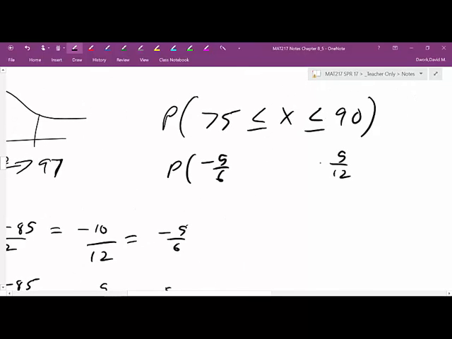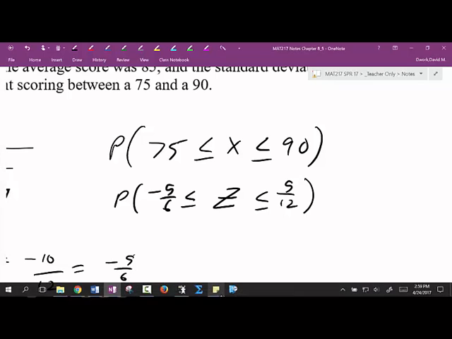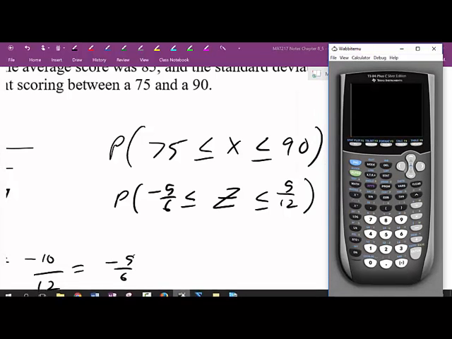There we go. Now, I can't keep an x in here because the x has the units of our test scores. Now we have converted ourselves to standard deviations. I want to know the likelihood of being between negative 5/6 standard deviations and 5/12 of a standard deviation. That is typically called a z-score, so we're going to put a z in there instead of an x. And that's where the z from the previous problem came from. We don't actually have to do anything different other than change our bounds.